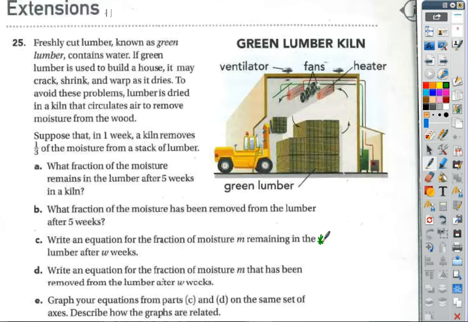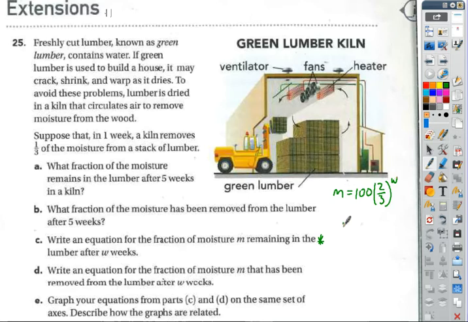If the kiln removes 1/3 of the moisture, then that means 2/3 of the moisture remains. Therefore, I know that the moisture remaining is going to be equal to 100, which is 100% of the moisture. I'm dealing with percentages, right? 100% of the moisture times my decay factor. Well, if my decay rate is 1/3, my decay factor will be 2/3. And that will be to the power of the week. Great. And so let's make my table.